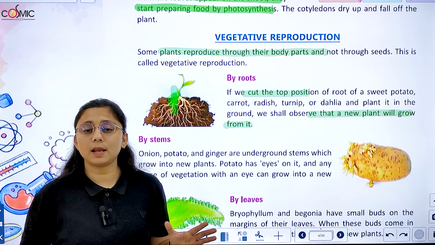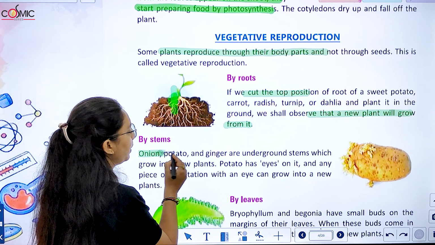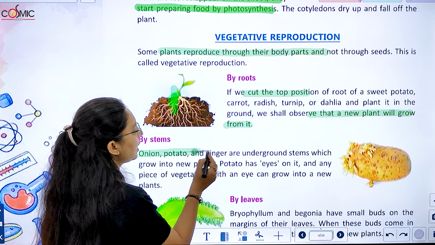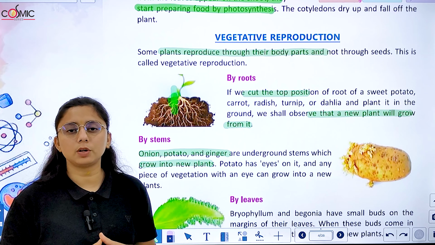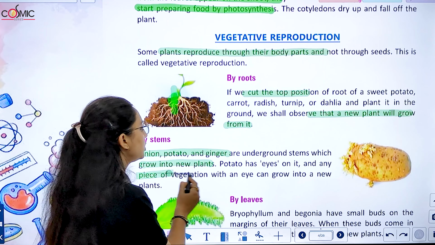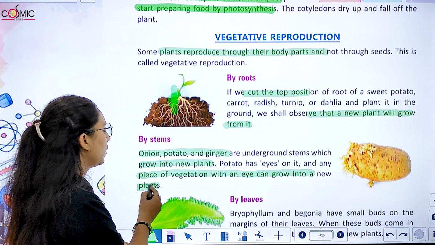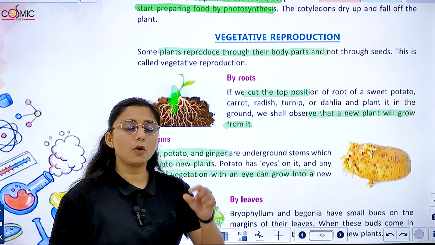Now stem: you may take the stem of onion, potato, ginger. These are underground stems. You will cut the stem and it will grow into a new plant. You have seen a potato. A potato has eyes on it, and a piece of the potato with that eye can grow into a new plant. Next is by leaves.